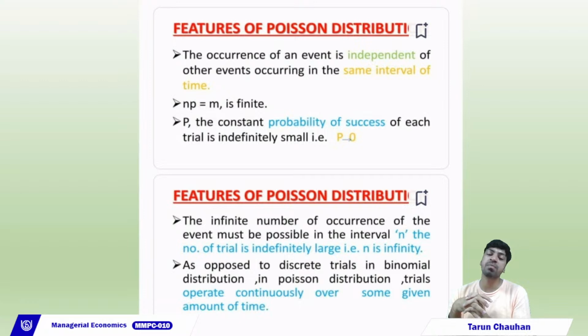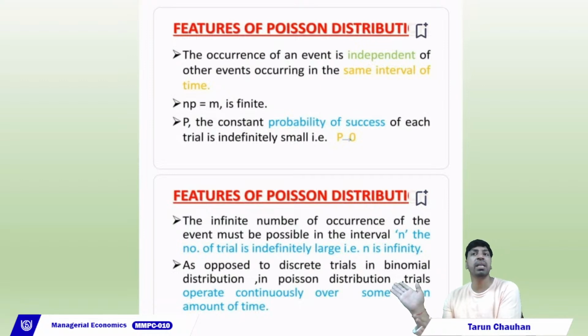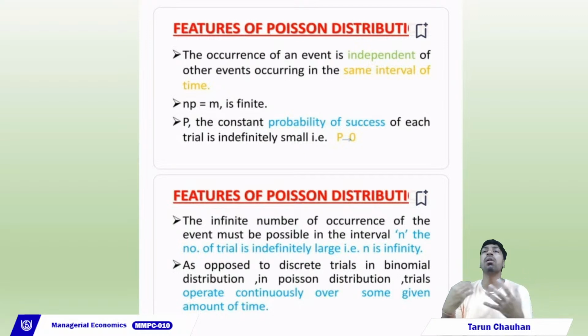As a discrete distribution, as compared to binomial distributions, the trials operate continuously over some given amount of time. For example, for the number of marriages done in a particular region or area, the trials operate continuously to tell us the number of marriages done in that area over some period of time. That is why we call it the Poisson distribution, because here we are talking about the population, not any samples.